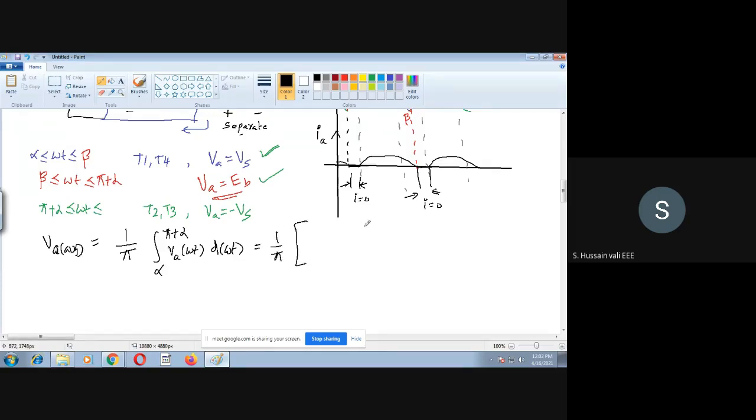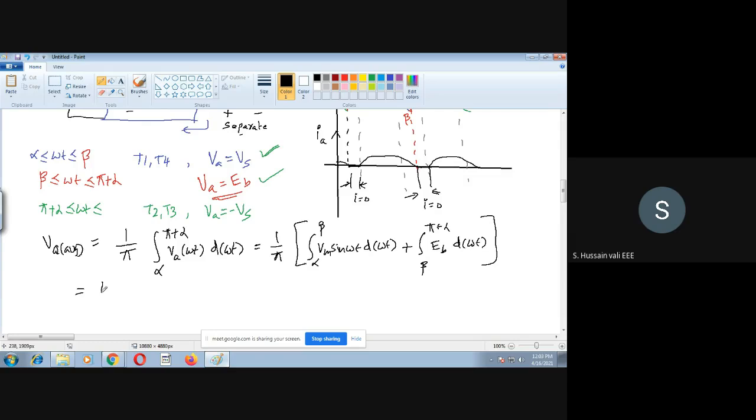Now this alpha to pi plus alpha, we can divide into two durations, the blue color duration and the red color duration. The blue color duration is alpha to beta, and in that case va is the same as vs. So the integral of Vm sin omega t, d of omega t, plus, from beta to pi plus alpha, the integral of eb, d of omega t. This you will find out.